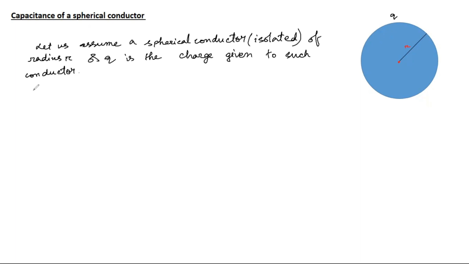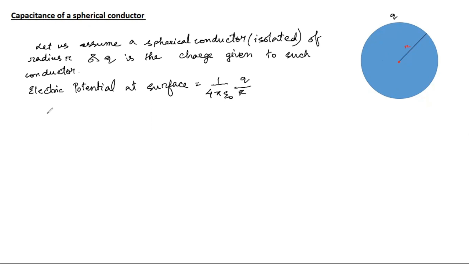Now we will find the electric potential at the surface. We have done this. The electric potential at the surface is 1 by 4 pi epsilon naught, q by r. Here small r is the radius of this sphere.